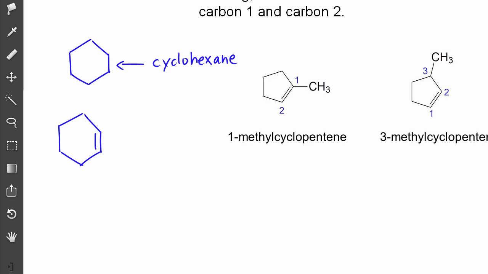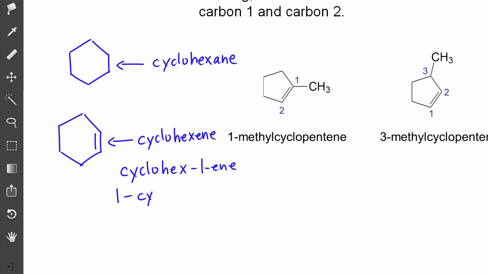somewhere in that ring, this now becomes cyclohexene. Now, since there's one double bond in each carbon site is equivalent to another, we can omit the one, or sometimes it can be written as this, or it can be written as 1-cyclohexene. Okay.